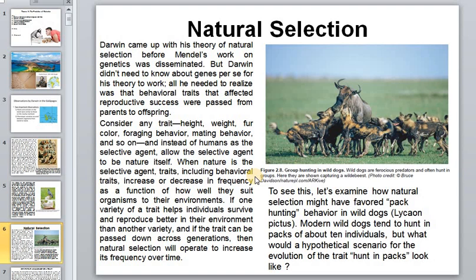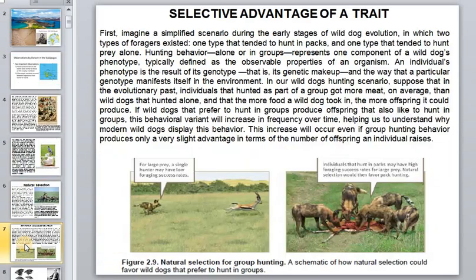To see this, let's examine how natural selection might have favored pack hunting behavior in wild dogs. Modern wild dogs tend to hunt in packs, in a group of about 10 individuals, but what would a hypothetical strategy for the evolution of the trait of hunting in packs look like? Here we can see this picture. Selective advantages of a trait.